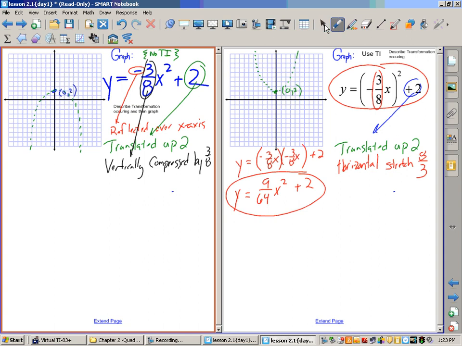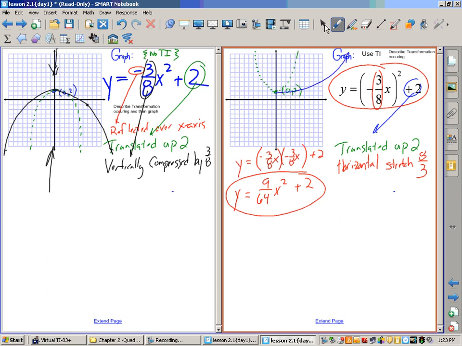3/8, rise 3, run 8, made this thing go wide because it was vertically squished. So I'm pushing in on these arrows, making it wider. This one right here, I have to do the same thing, but 3/8 is still wide. Actually, this one's really wide because 9/64 vertically compressed is the same as horizontally stretching it by 8/3.